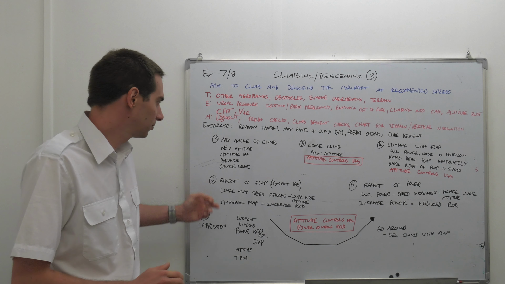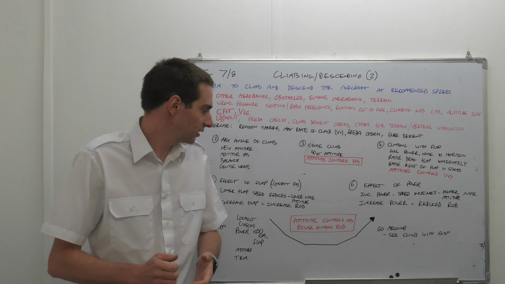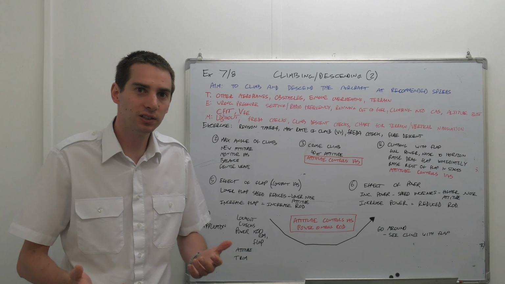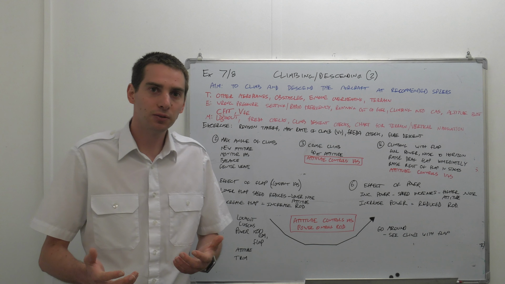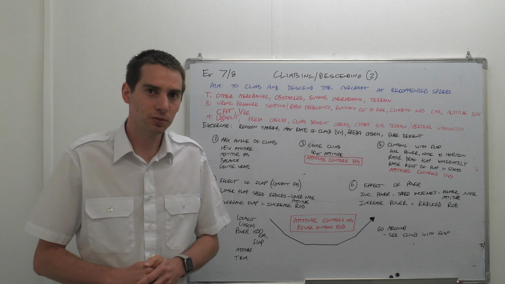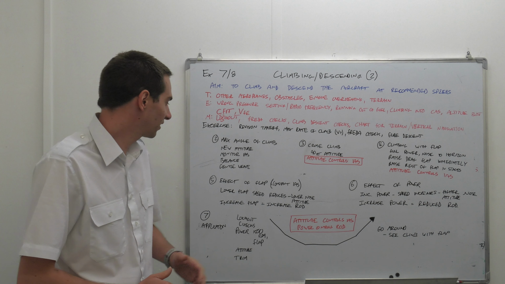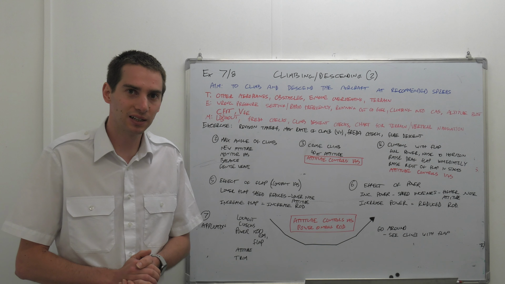Descending with flap, maintaining that constant airspeed. If we lower the flap, it's effectively increasing the drag, which is going to reduce our airspeed. Now, to stop that reducing airspeed, we'd have to lower the nose, pitch down to maintain the same. So in summary, the effect of increasing flap is that it increases our rate of descent.